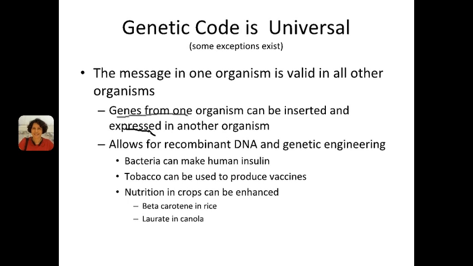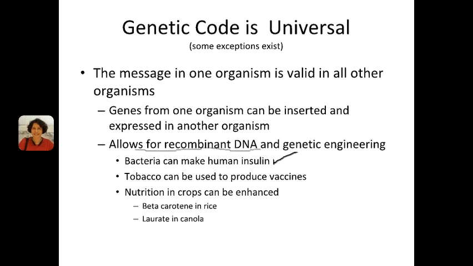If the code were not the same in both organisms, then a gene from one organism would be pure gibberish in the other, but it can actually be interpreted in the other organisms. And that is what makes it possible for humans to make recombinant DNA that has genes from other organisms inserted into DNA from a given organism. And for example, you can have E.